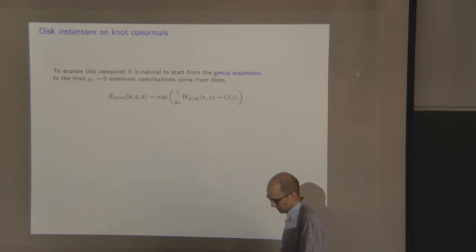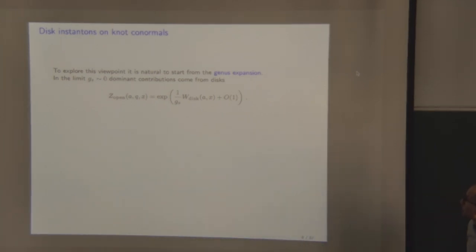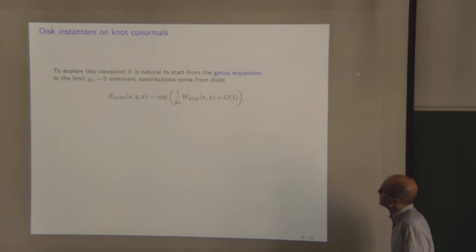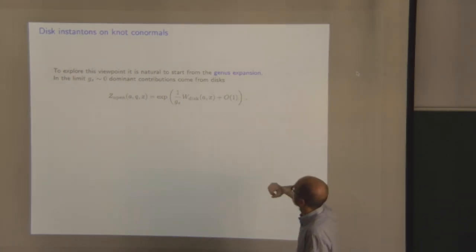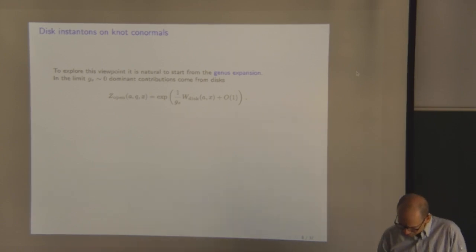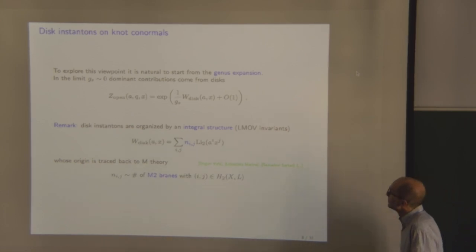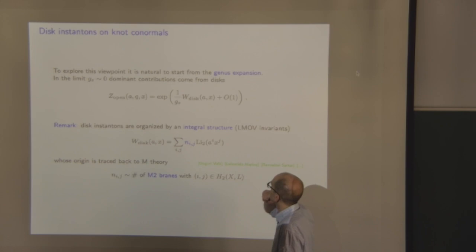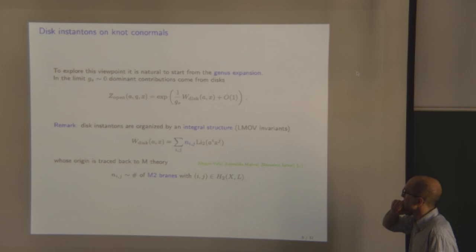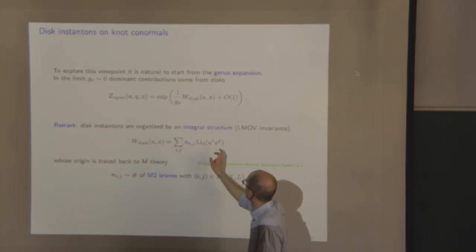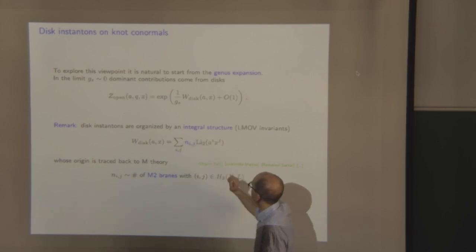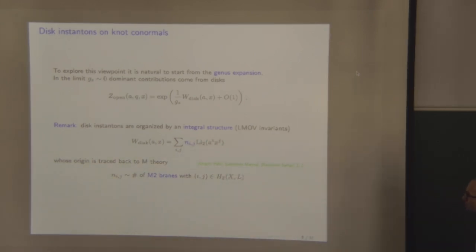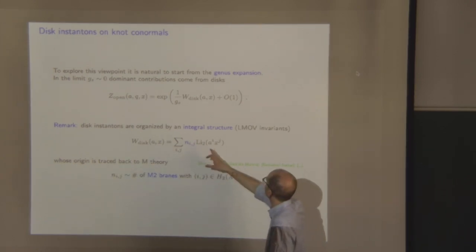Let's start from a very natural point of view, which is the genus expansion. So when the string coupling is small, the open string partition function is dominated by genus zero curves. So it's dominated to leading order by the disk potential. And it's been known for some time that the disk potential is organized according to an integral structure. Namely, one can write down the disk potential as a series of powers of a and x. And if you reorganize these into dilogarithms, then the coefficients turn out to be integers, which are certain combinations of LMOV invariants.